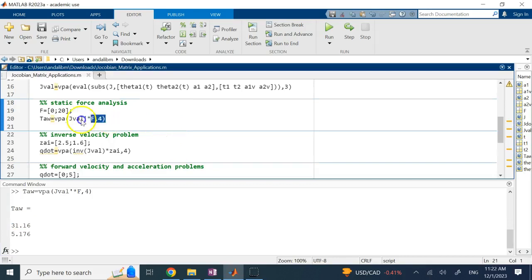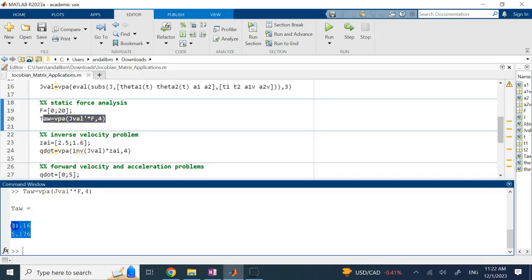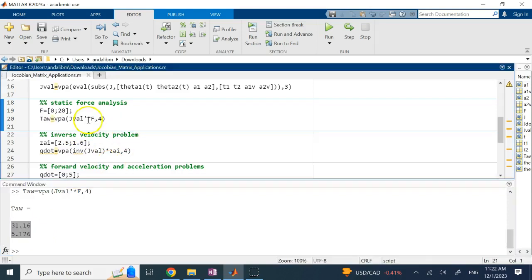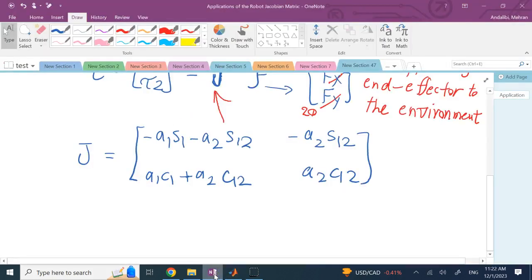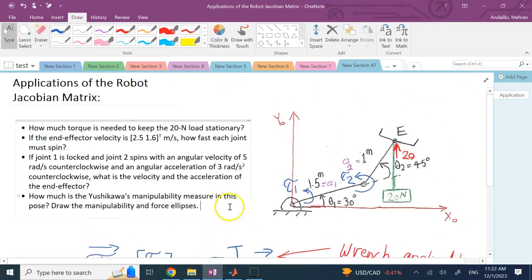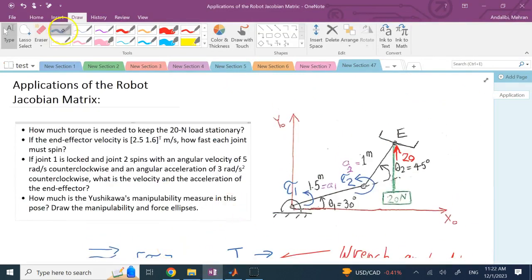Okay, so here you see I added the VPA to only show 4 meaningful numbers instead of a ton. And basically these are the two torques that I need on the joints, right? And again, this F, we call it what? We call it the wrench. Okay, that's one of the applications, if I want to know how much torque to hold a weight in static condition. That's the answer to question 1.